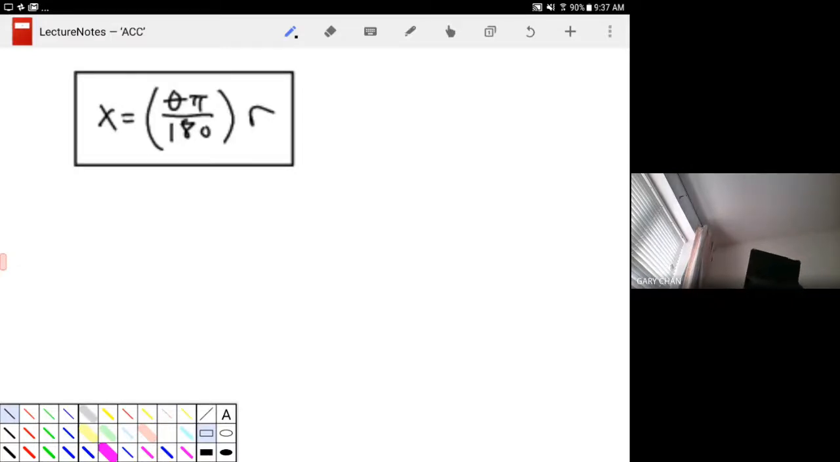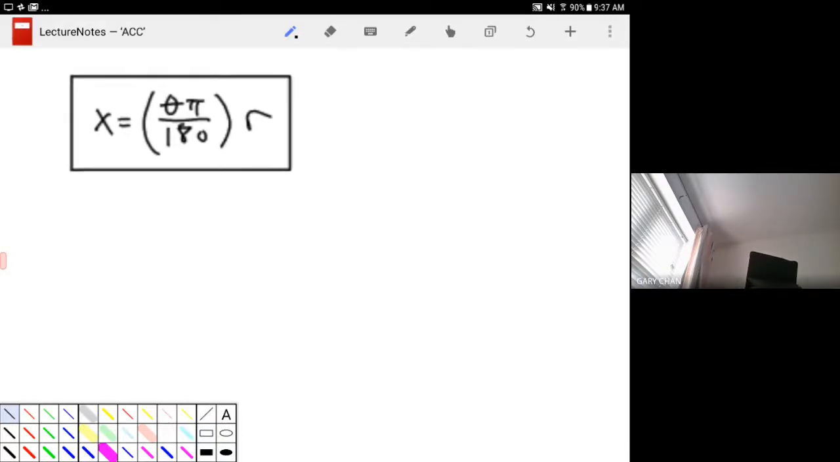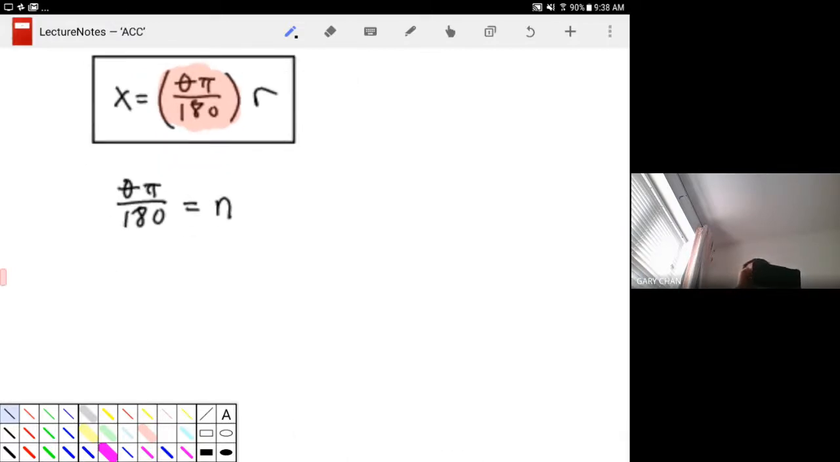I'm going to quickly tell you something right here, and that is this guy that I'm going to highlight. In mathematics, this is what we call a radian measure. So theta pi over 180 is equal to, I'm going to give it a letter. Let's call it n.